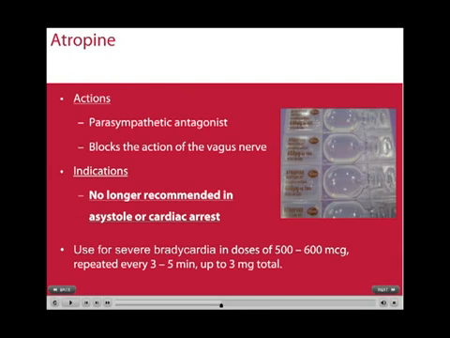Atropine is a parasympathetic antagonist which blocks the action of the vagus nerve. It is no longer recommended for use in asystole in cardiac arrest. However, it still holds a place in peri-arrest rhythms such as bradycardias. In such a case, doses of 500 to 600 micrograms can be repeated every 3 to 5 minutes, up to a total of 3 mg. Once the cumulative dose of 3 mg has been given, the parasympathetic nerve has been completely blocked by atropine, and further doses will be ineffectual.